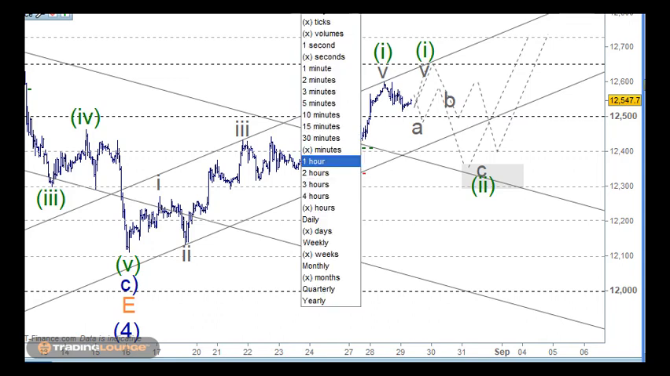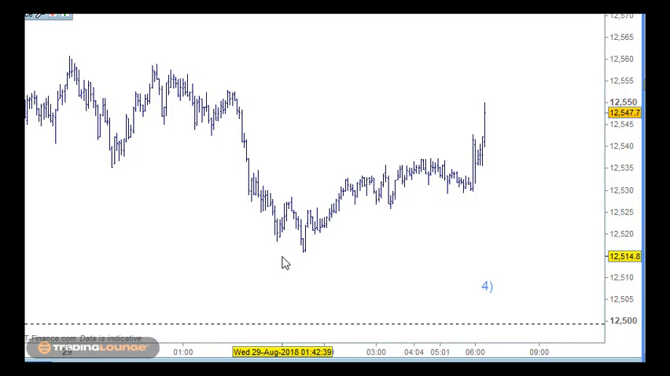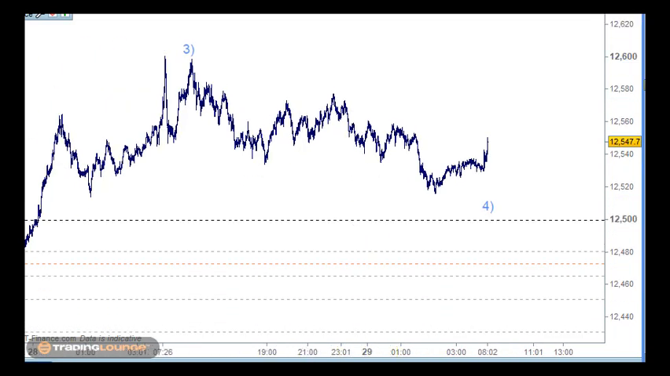If I go into the tick chart here, I need to get a bit more data in here.